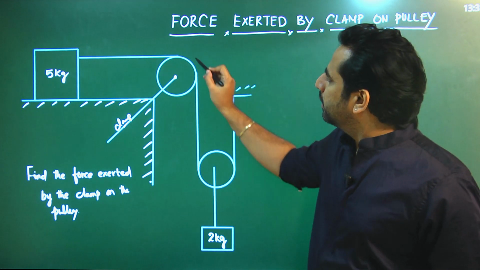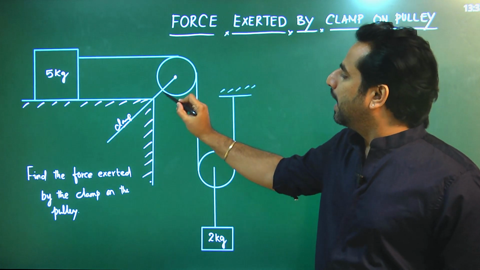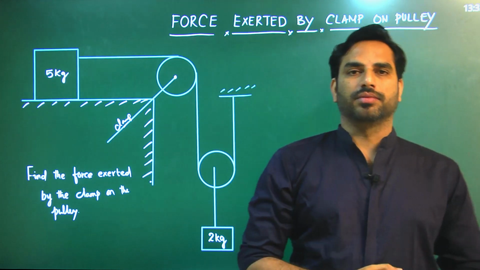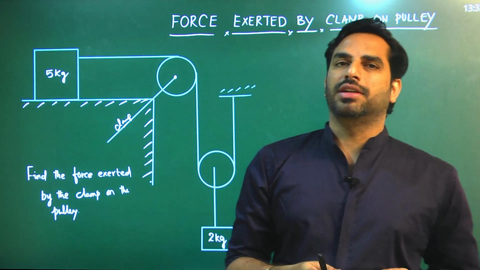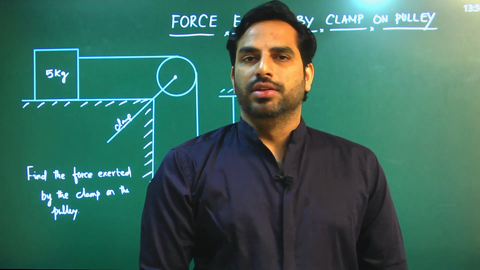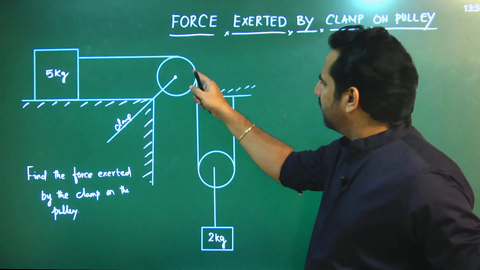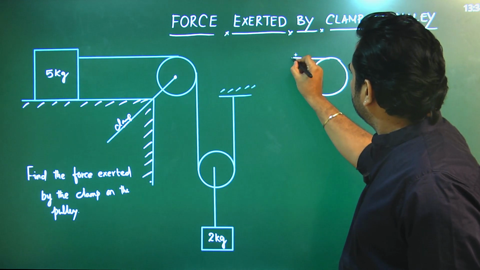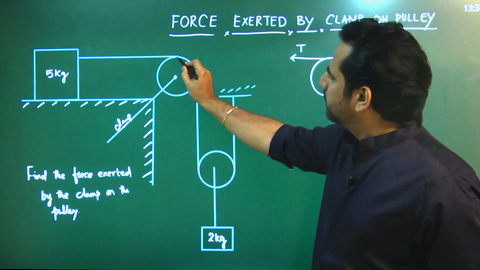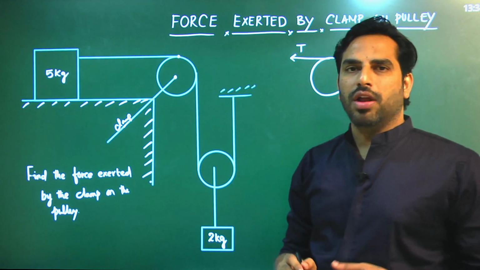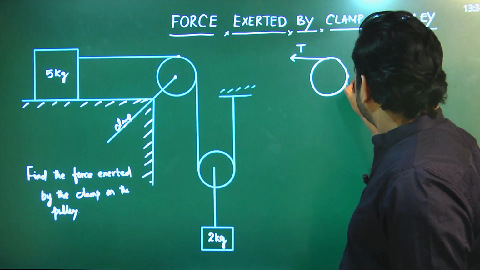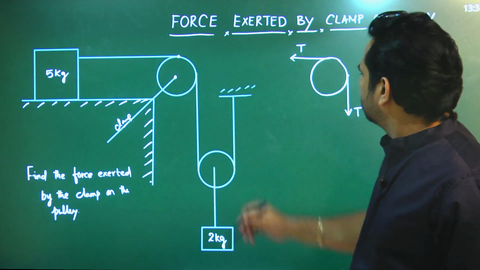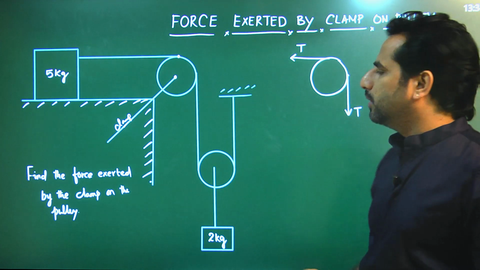The pulley is remaining fixed here because of this clamp. This clamp is keeping the pulley fixed at this particular position. Now how to find the force exerted by the clamp on the pulley? If you draw the free body diagram of this pulley, there are two tensions on it. The string here is pulling, tension is always in the direction of pull. So there is a tension T downwards. So there are two tensions acting on this pulley.